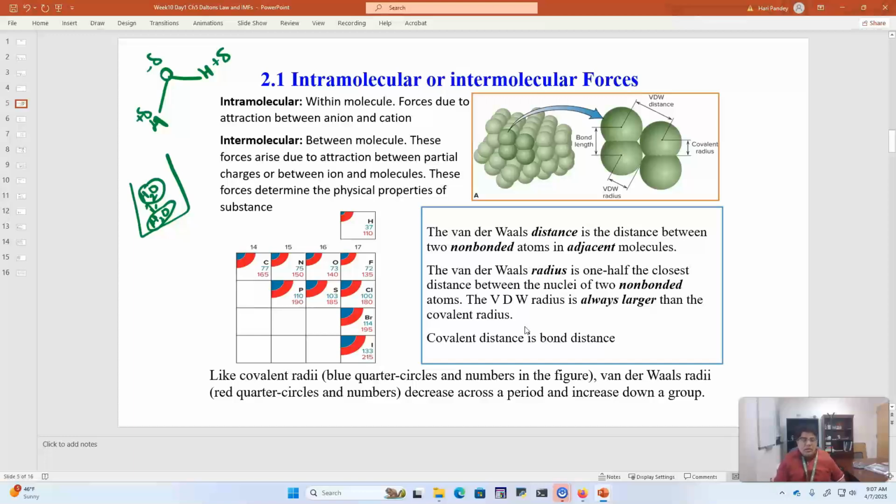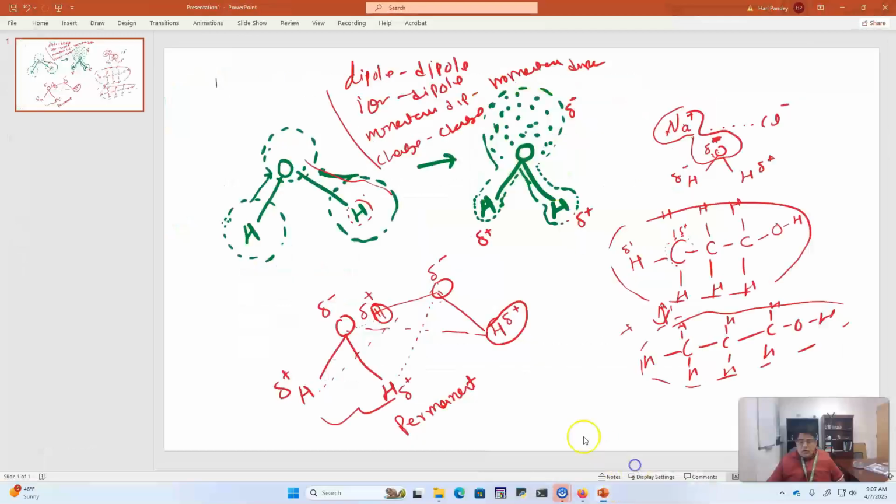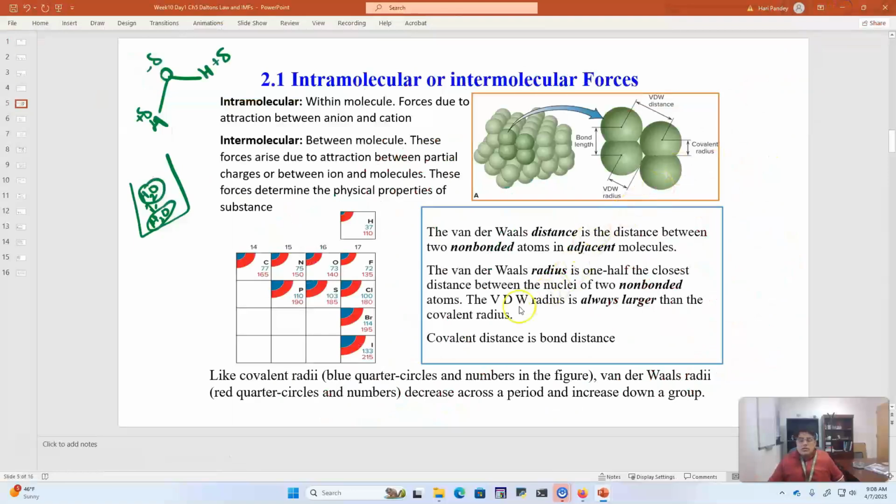For example, if you have this water molecule, this is one water molecule, this is another water molecule, right? So what is the distance between these two molecules, the non-bonded atoms? This is the van der Waals distance, right? Because they are not bonding. This oxygen and this oxygen, these distances are the van der Waals distances. Okay, so non-bonded atoms of 2. The van der Waals radius is 1/2 of the closest distance between the nuclei of 2 non-bonded atoms.